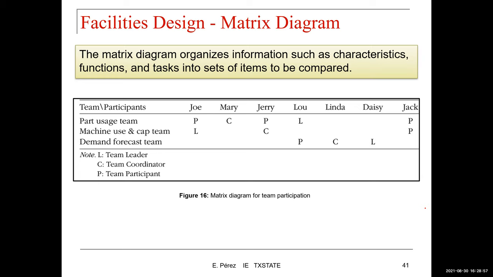Mary is just participating in one of them. Same thing for Linda. So there are coordinators. And then you have Jack, who is just participating in two of the teams. So you see the benefits. You start looking at who is doing what in each team, who's committed the most, who is putting more time in each one of these teams. And then you can use this information to balance out your participation in allocating responsibilities within the facility.